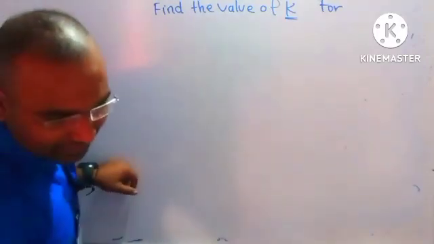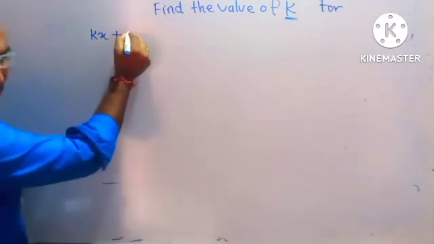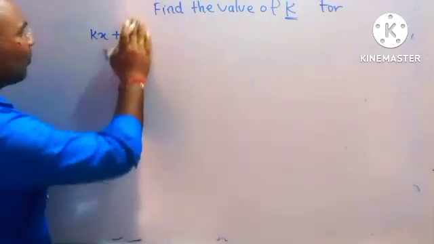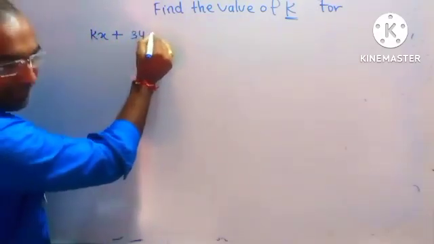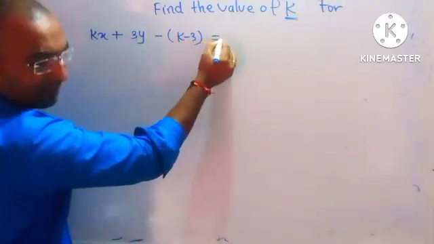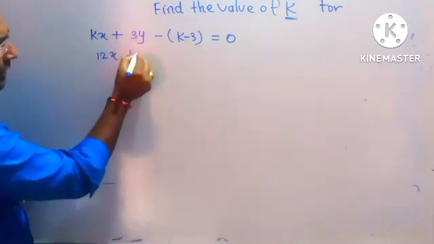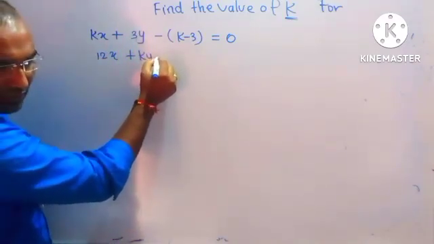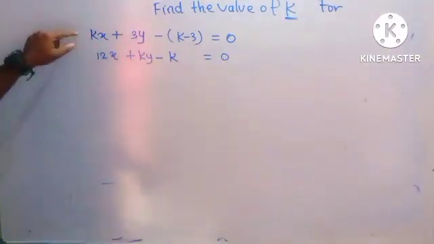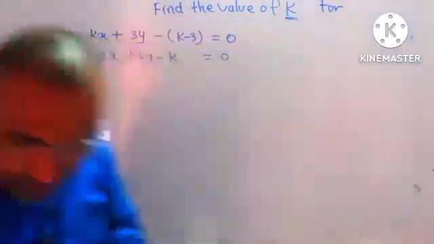and the equation is given here: kx plus 3y minus k minus 3 is equal to 0. The second equation is given here: 12x plus ky minus k is equal to 0. So we have two equations, equation first and equation second.